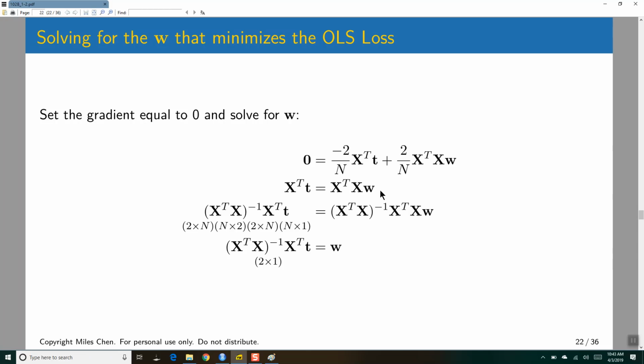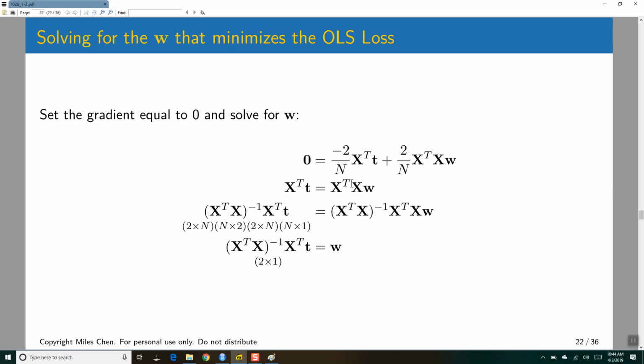Now, when you're dealing with matrices, there's no division. There's no matrix division. If you want to cancel out a matrix, you have to multiply it by its inverse. When you multiply a matrix by its inverse, you're left with the identity matrix. So that's what we have to do. Here I've got x transpose t is equal to x transpose x w, and I want to solve for w.